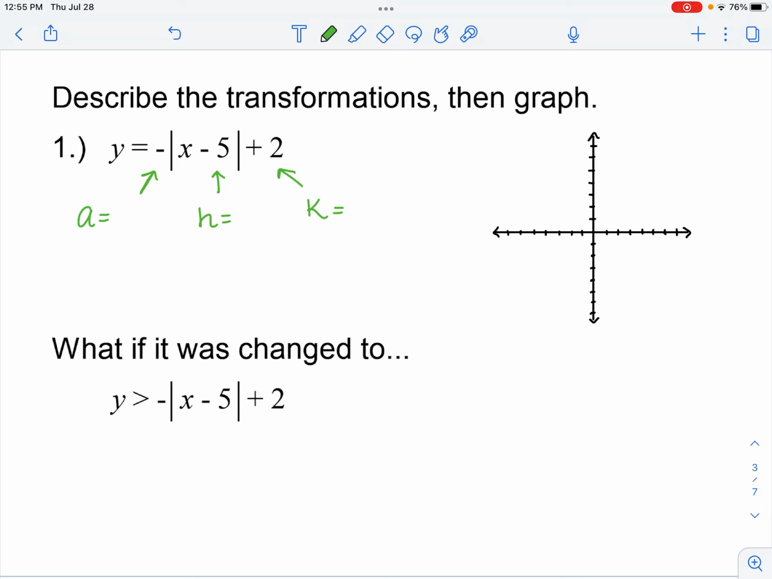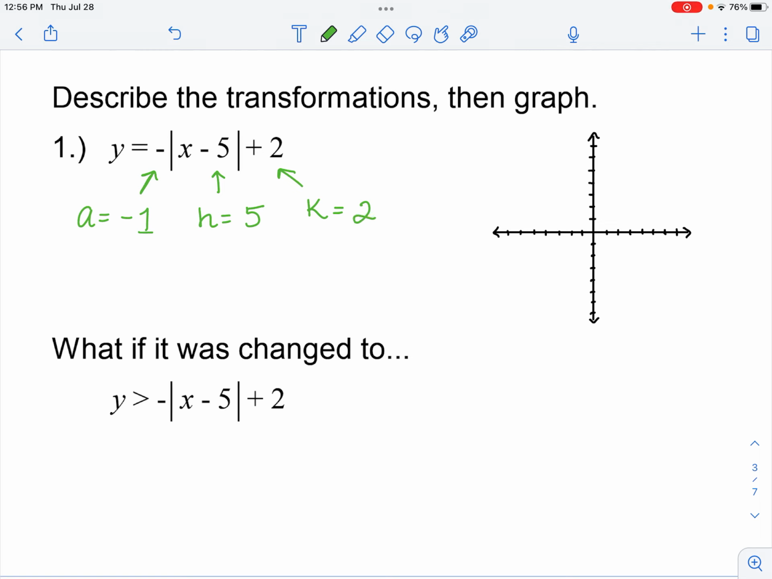Okay, the a is the number in front of the absolute value, in this case, negative 1. The h is the opposite sign from what we see. So since I see x minus 5, that means h is positive 5. And then the k is the same sign as what I see after the absolute value, which is a 2.